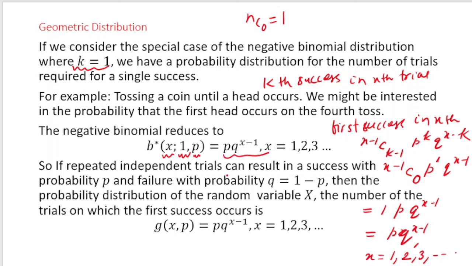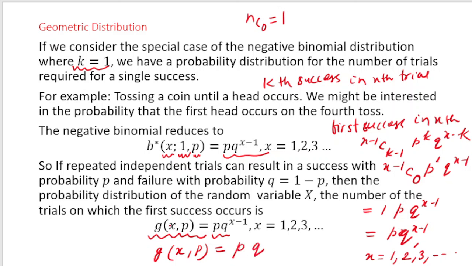So if repeated independent trials can result in a success with probability p and failure with probability 1 minus p, then the probability distribution of the random variable x, the number of trials on which the first success occurs, is written as g(x; p) = p into q to the power x minus 1. So you can see here that this k term has been removed because we are looking for the first success. So instead of writing the negative binomial distribution, I am just writing geometric distribution, x trials with probability p, because we are looking for one success.